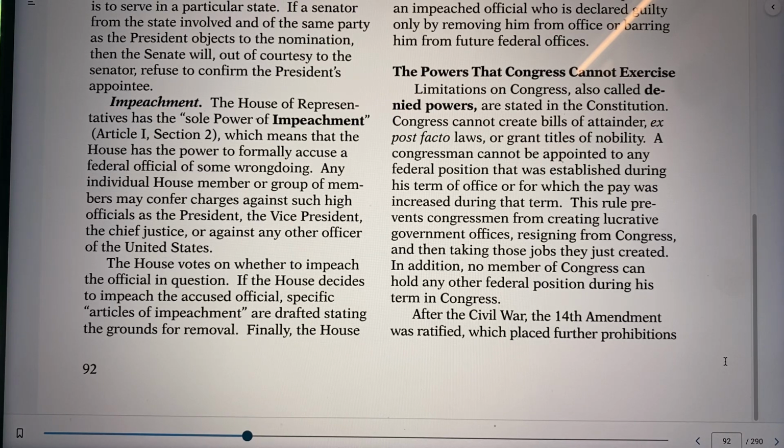They have a vote, and specific articles of impeachment are drafted, stating the grounds for removal. Impeachment means that they want to remove this person from their position. So the House appoints some managers to present the case to the Senate, and then the Senate conducts the impeachment trial.